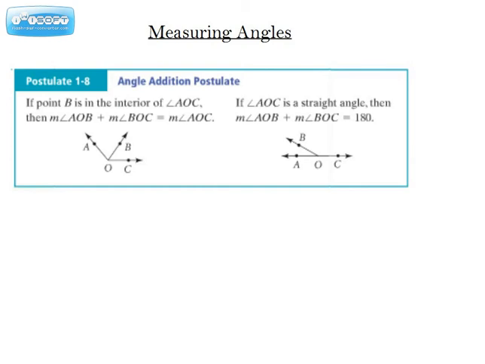Postulate 1.8, that is the angle addition postulate. And what the angle addition postulate tells us is two things. First, here we've got point B, and that's in the interior, so it's inside of angle AOC in this case. Then the measure of AOB plus the measure of angle BOC is going to equal the entire angle measure, AOC. So adding up the angle measures of the two parts is going to give us the whole thing. And then over here, if AOC is a straight angle, then we know that AOB plus BOC has to equal 180, because this is a straight angle, it's 180 degrees, so the two parts have to add up to 180. That's the angle addition postulate.